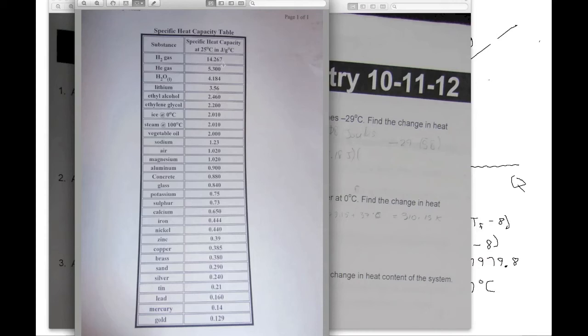Also remember, the constants you're given might be in kilojoules. So then you'd have to adjust and use kilojoules. You have to pay close attention to the constants that your instructor gives you for the test. They might not look exactly like this table, but you need to make sure that the numbers that you're using are all consistent.